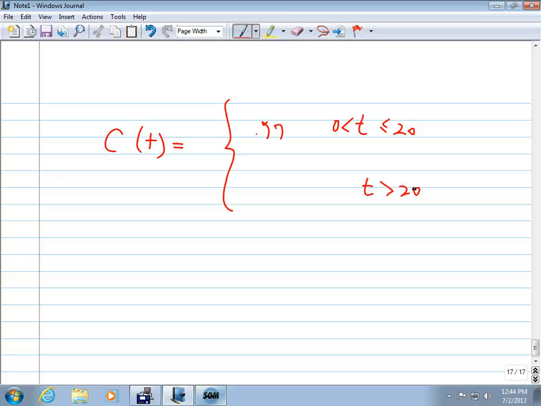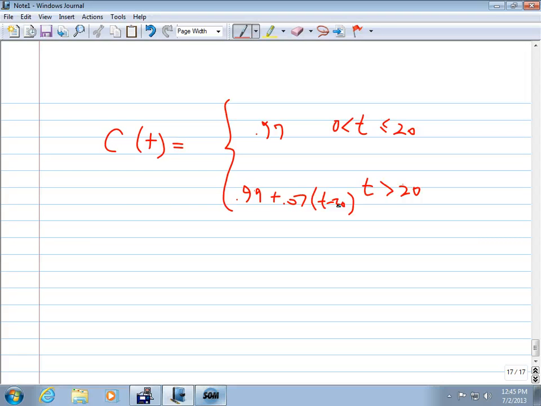See, that's where it gets tricky. You're paying the 0.99 for the first 20 minutes, right? But then you're adding on 7 cents, not for every minute, but for every minute over 20. So if you're talking for 25 minutes, this only counts for 5 of them. If you're talking for 28 minutes, this only counts for 8 of them. So it's t minus 20. There you go. Okay? That's what I'm saying. All right, so that's a typical example where piecewise defined functions come up.